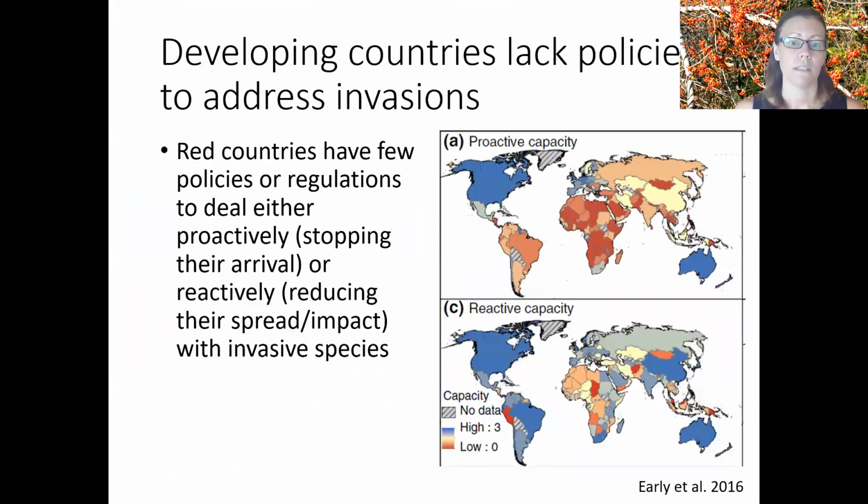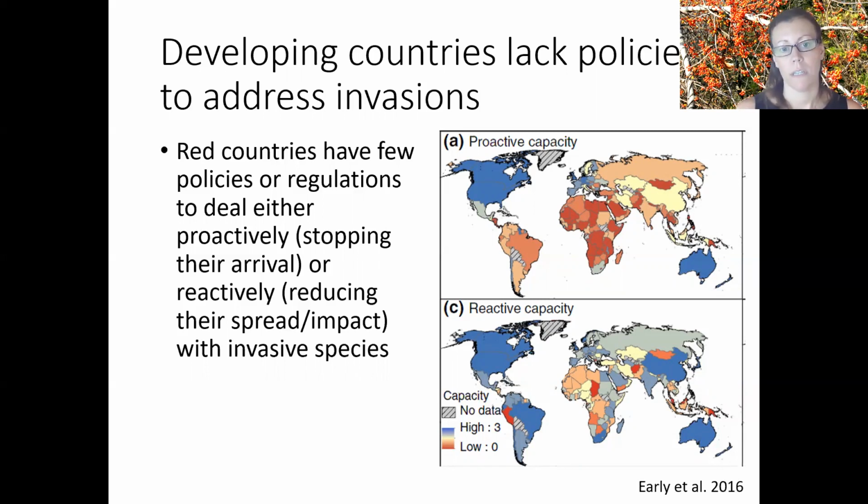The other piece of this is that developing nations really lack policies to address those types of invasions. So this is a couple of graphs from Early et al. in 2016. These are looking at both proactive and reactive regulations. The redder you get in either of these two graphs, the fewer or lower capacity you have to deal with invasions in terms of your policies and regulations.